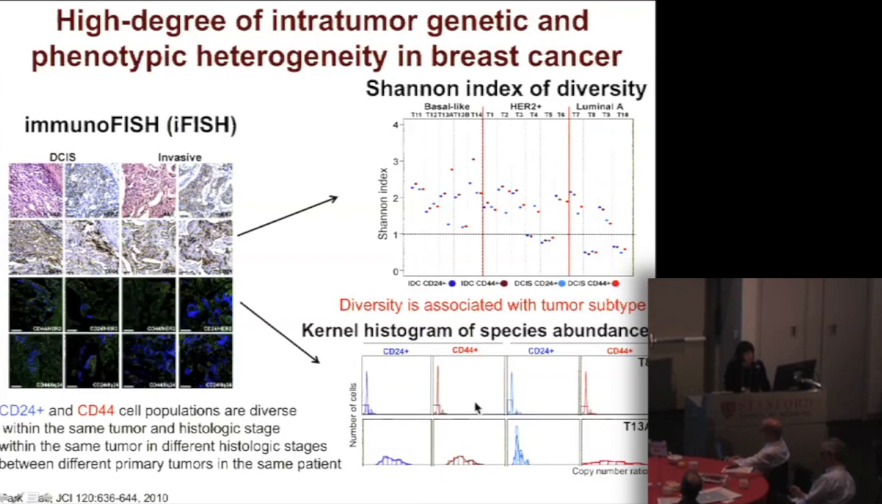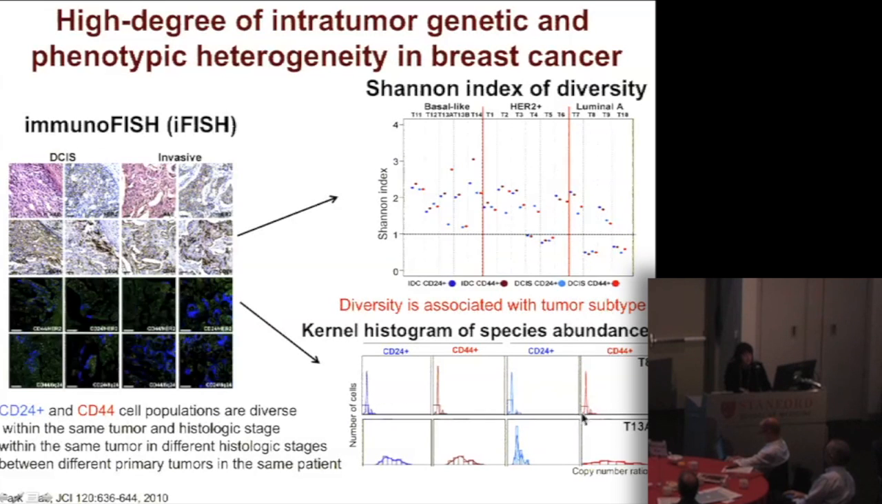Another very useful plot used in ecology is the kernel histogram of species abundance, which is again a very easy way to visualize heterogeneity in a population. In this case, we applied it to look at copy number variation in the different populations. The x-axis is the copy number ratio for a particular chromosomal region. The y-axis is the number of cancer cells with that copy number.